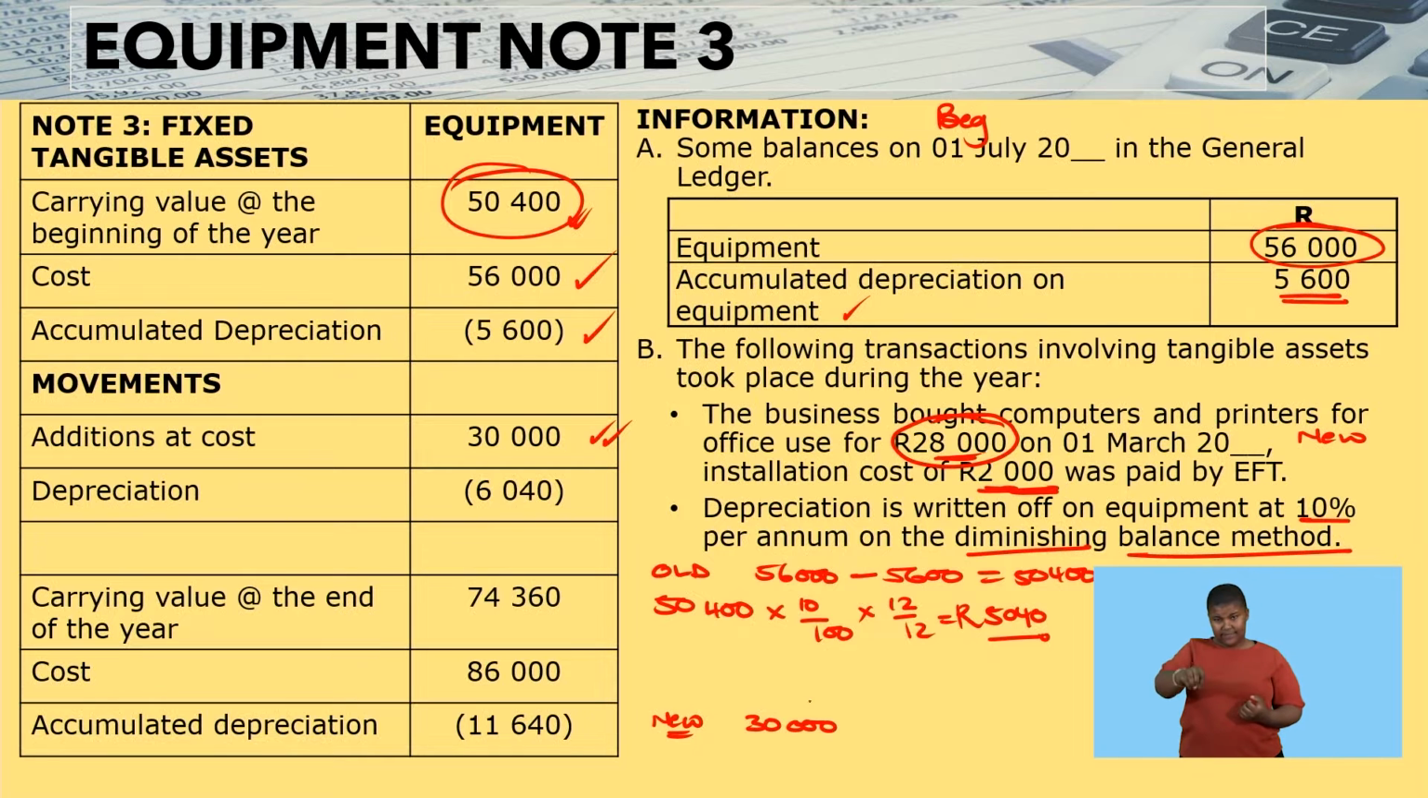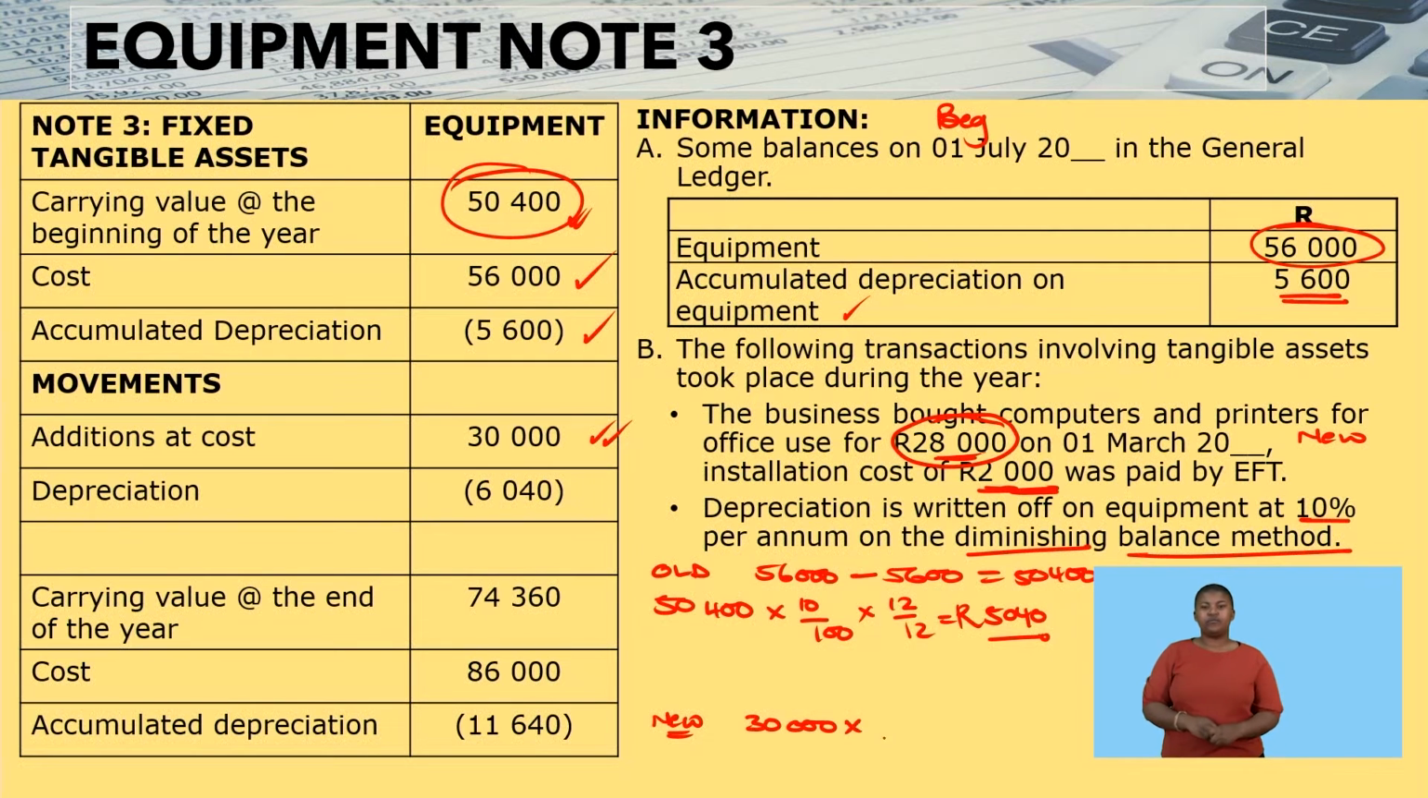For the new one then, the new one does not have accumulated depreciation. Why? Because it is new. We just acquired it this year. So it was not there in the previous years. Remember, accumulated depreciation is the depreciation for the previous years. So this is new. It will not have accumulated depreciation because it was not there in the previous years. So take the 30,000. Then we say multiply that by 10 over 100.